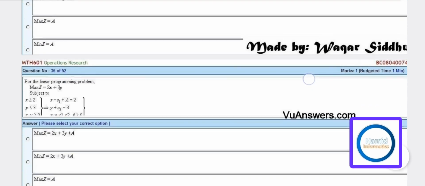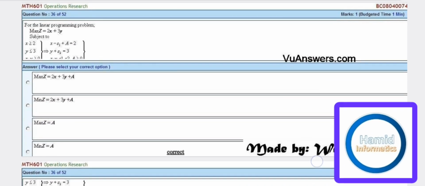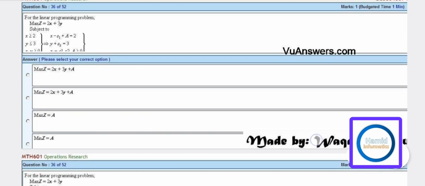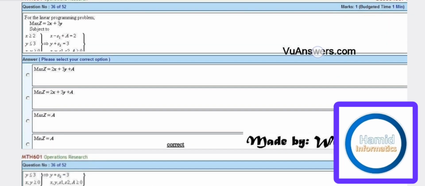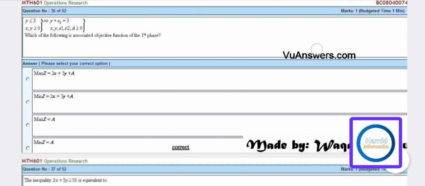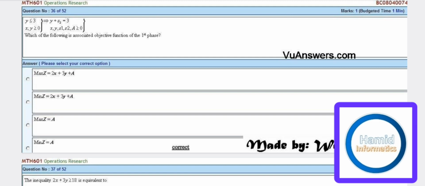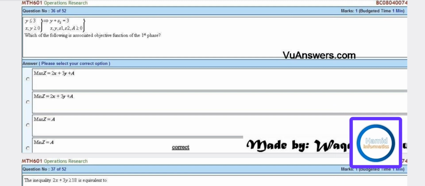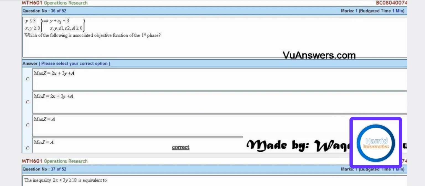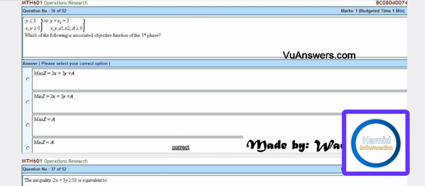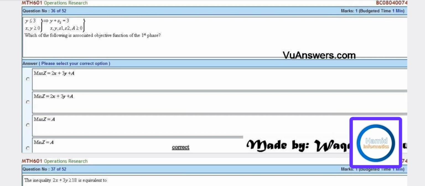Here is not the answer. Okay, the answer of this question is min Z equal to A. And the next one: y is less than or equal to 3 and x, y is greater than or equal to 0. y plus s2 equal to 3 and x, y, s1, s2, A are greater than or equal to 0. Which of the following is the associated objective function of the first phase? And the answer is min Z is equal to A.